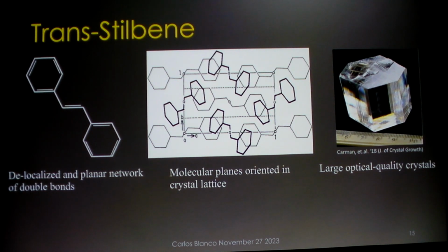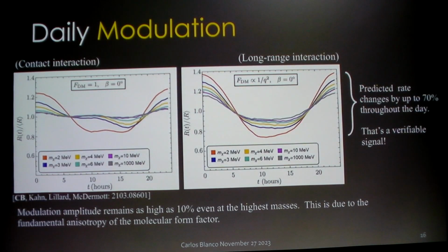And if you look at the expected rate as a function of time, looking for this daily modulation, you get curves that look like this. Here, every curve corresponds to a different possible dark matter mass, throughout the day, for a crystal that's the same size as the paint can. And throughout the day, you see that the signal you're looking for really varies by quite a lot, up to 70%.